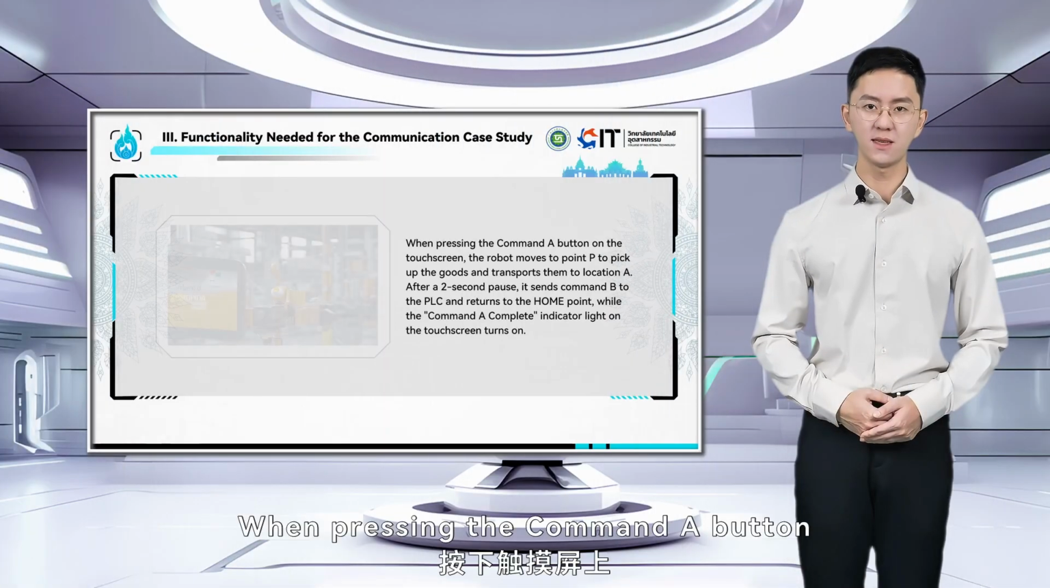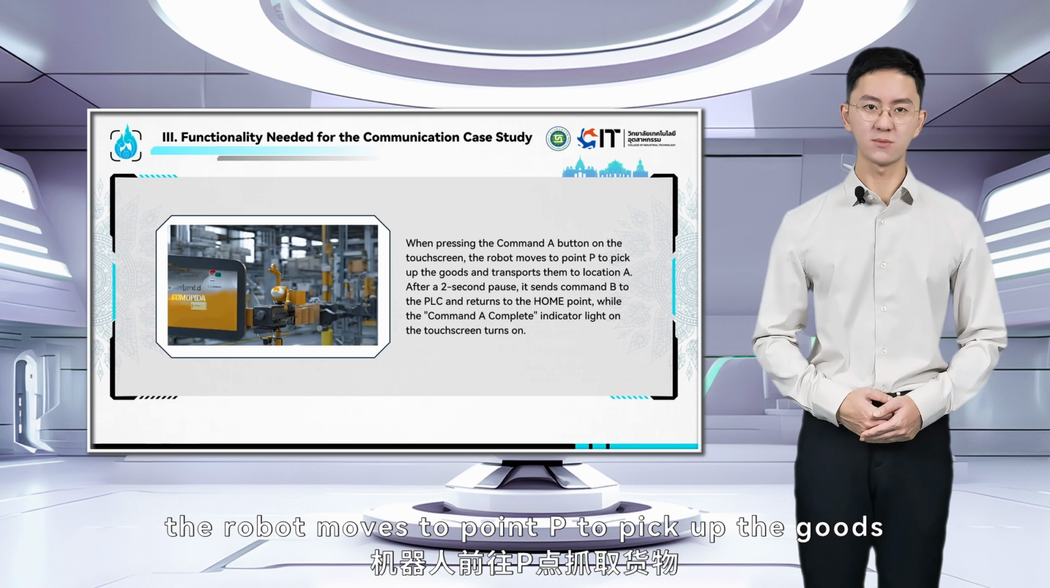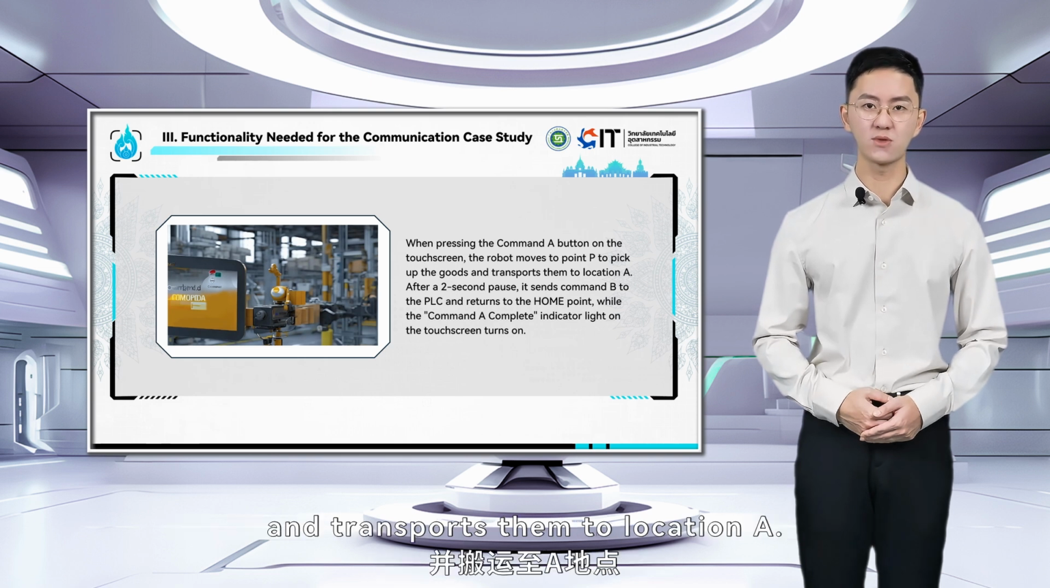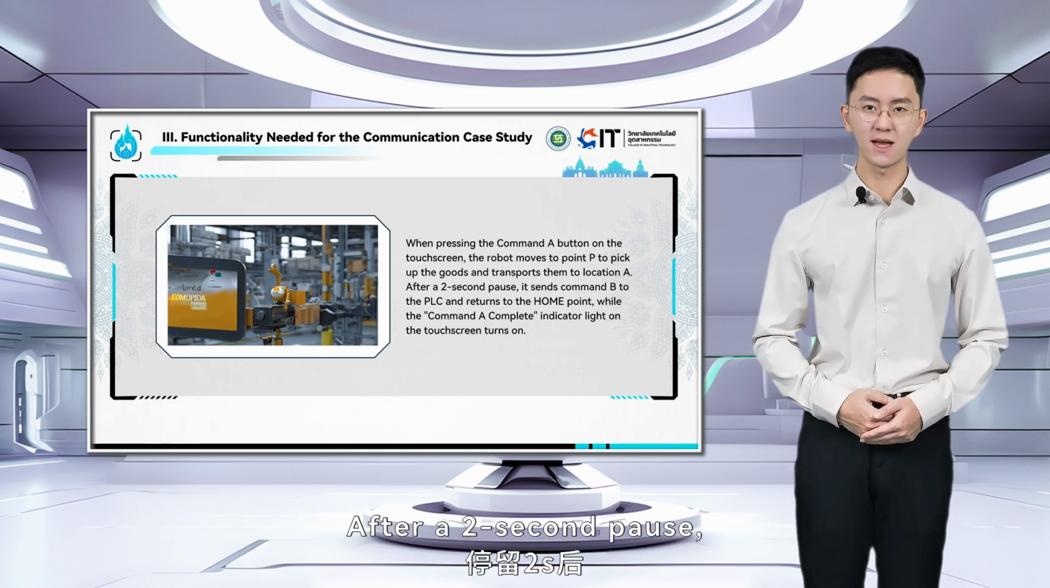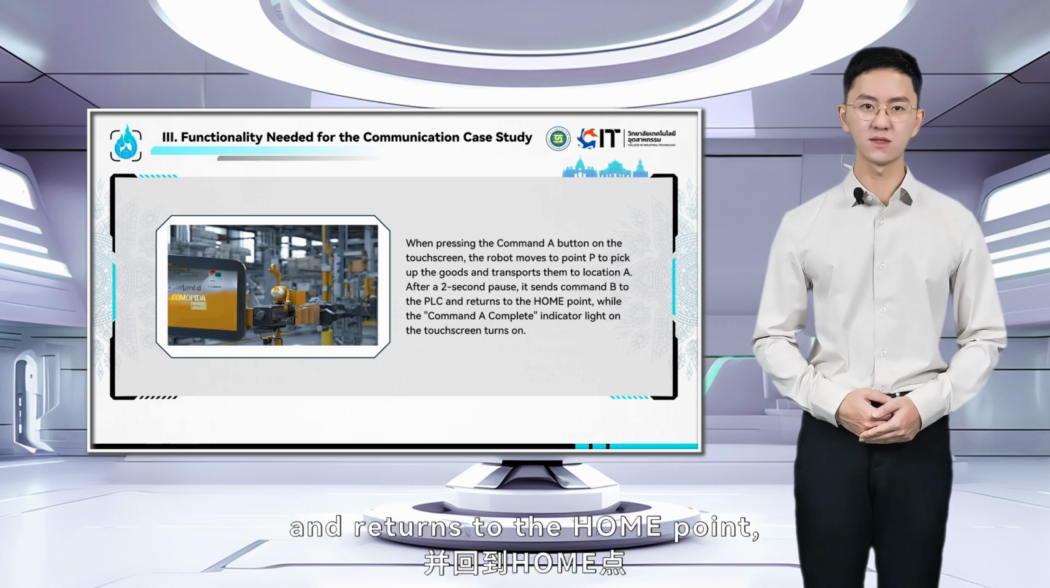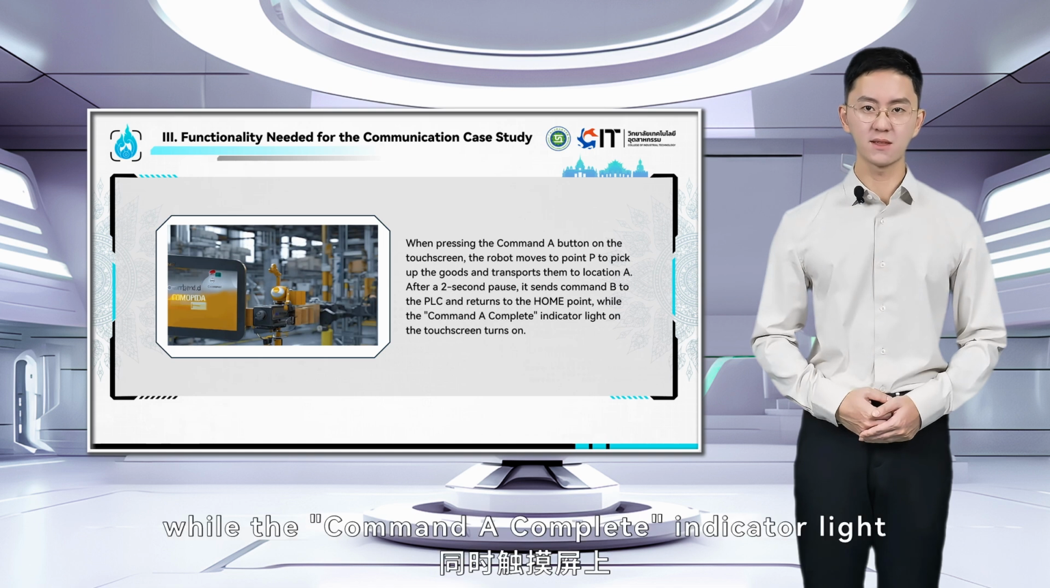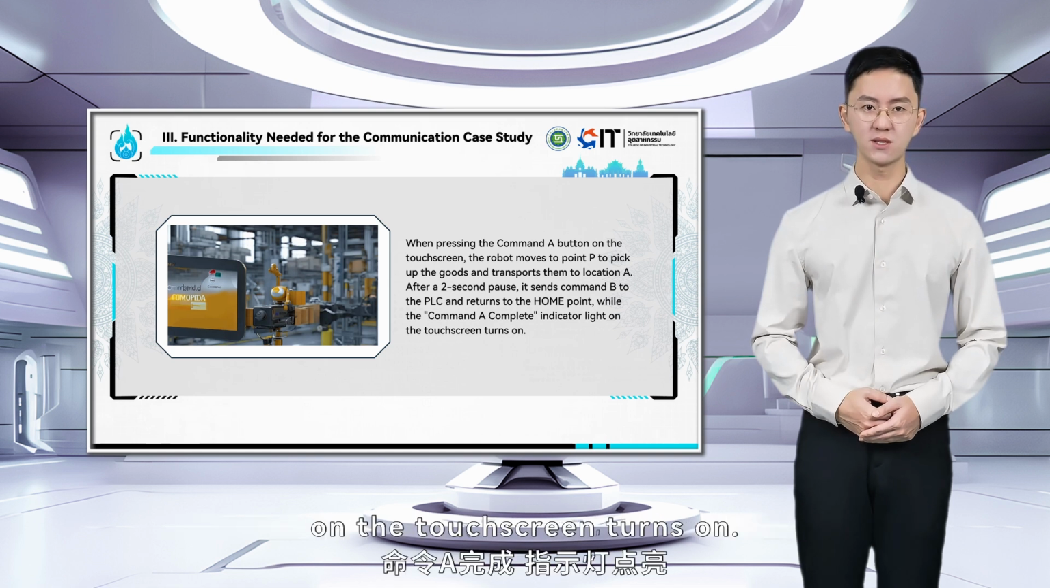Our communication case requires the following functionality. When pressing the Command A button on the touchscreen, the robot moves to point P to pick up the goods and transports them to location A. After a 2-second pause, it sends Command B to the PLC and returns to the home point. While the Command A complete indicator light on the touchscreen turns on.